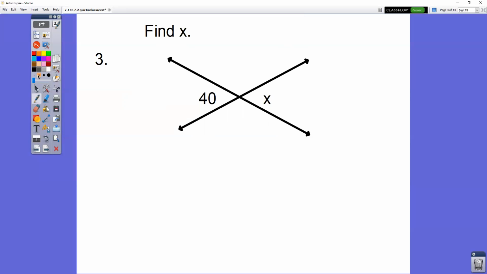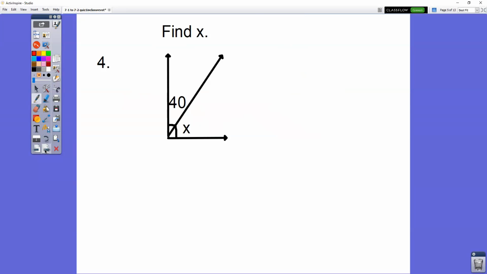You should be done with it because there's no work to do. These are vertical angles. Vertical angles form an X. The left and the right of the X are exactly the same. So if that angle is 40, this angle is 40. 40 and 40. Remember also the top and bottom of the X are the same. Go ahead and do number 4. Identify the type of the angle and find x.